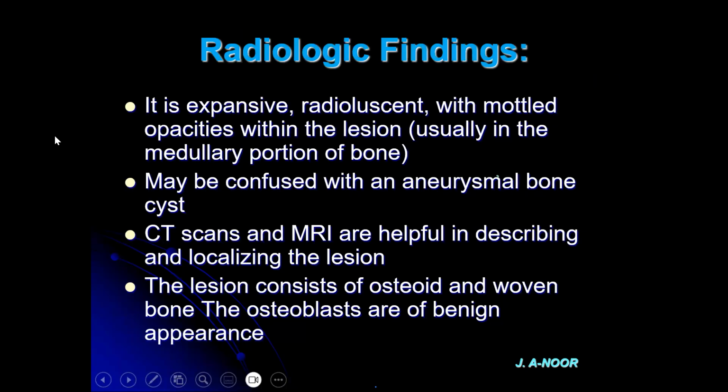What about the radiologic findings? It is expansive, radiolucent, with mottled opacities within the lesion, usually in the medullary portion of bone. It may be confused with an aneurysmal bone cyst. You have to keep this in mind. A CT scan and MRI are helpful in describing and localizing the lesion. The lesion consists of osteoid and woven bone. The osteoblasts are of benign appearance.